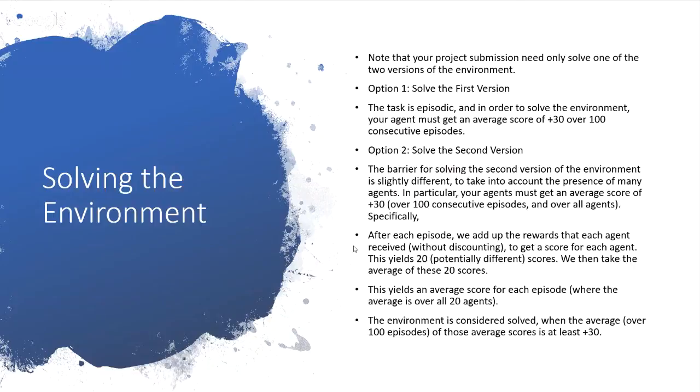This yields an average score for each episode, where the average is over all 20 agents. The environment is considered solved when the average over 100 episodes is +30. So basically, you just have to add up all your rewards and then take the mean over 100, and see if it gets plus 30.